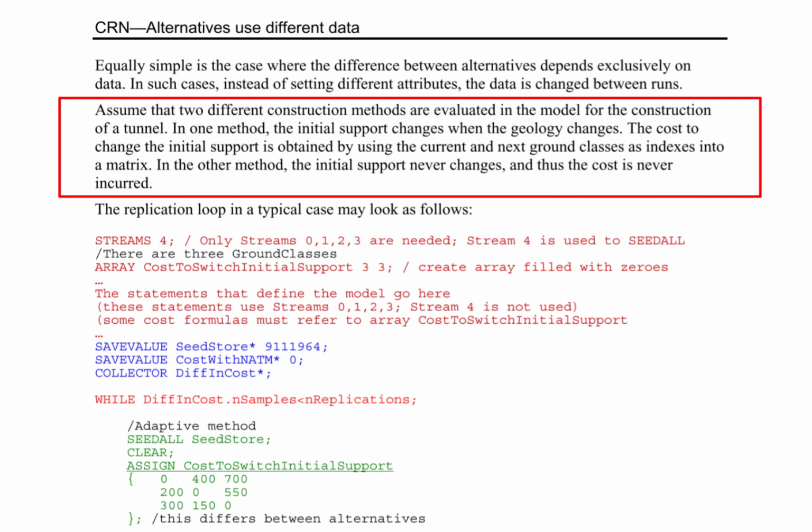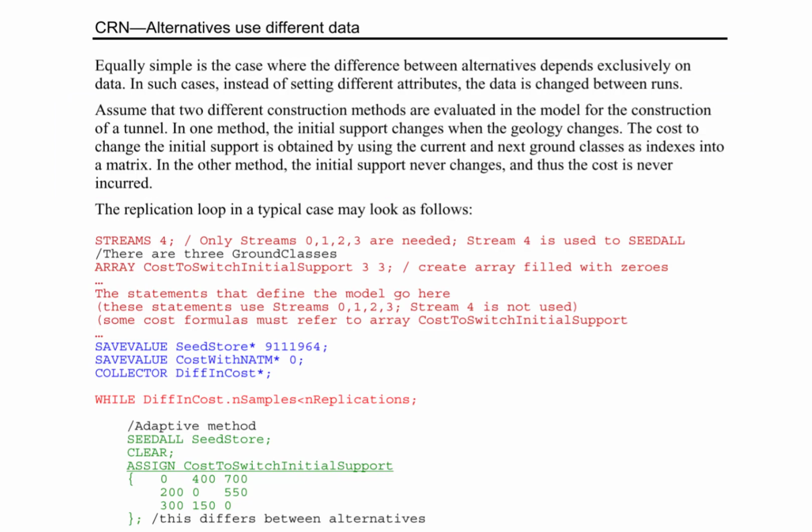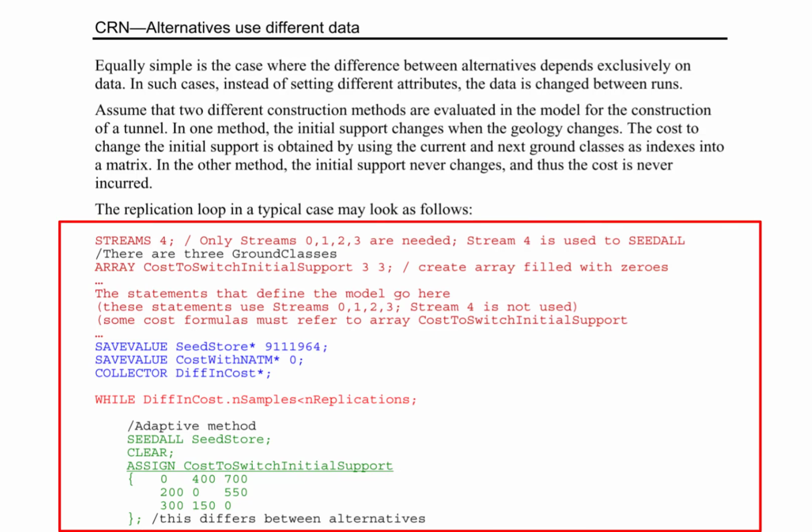Assume that two different construction methods are evaluated in the model for the construction of a tunnel. In one method, the initial support changes when the geology changes. The cost to change the initial support is obtained by using the current and the next ground classes as indices in a matrix. In the other method, the initial support never changes, and thus the cost is never incurred. The replication loop in a typical case might look like this.